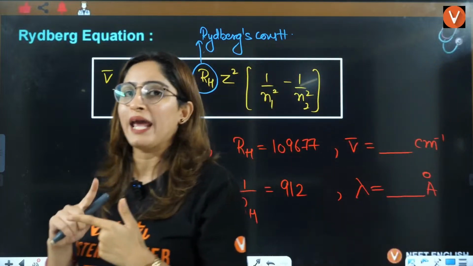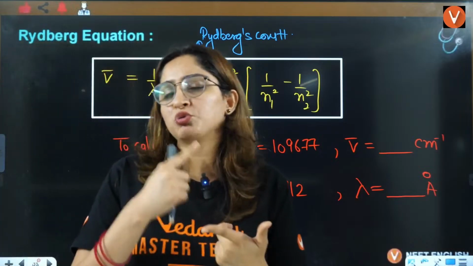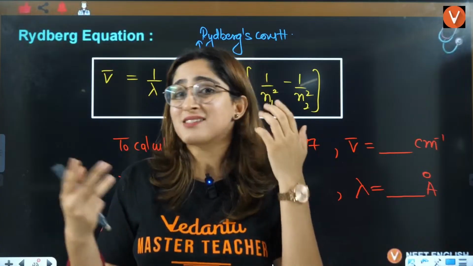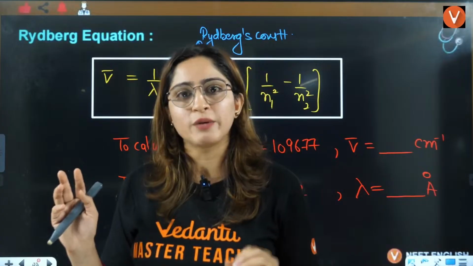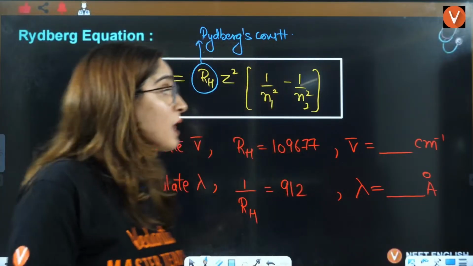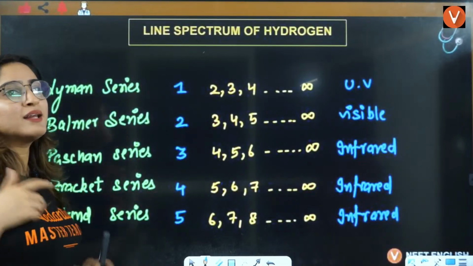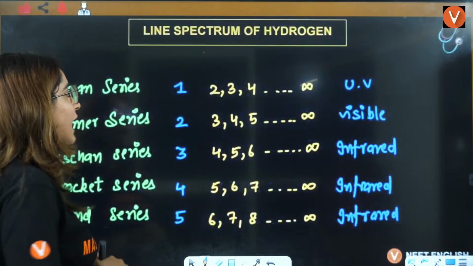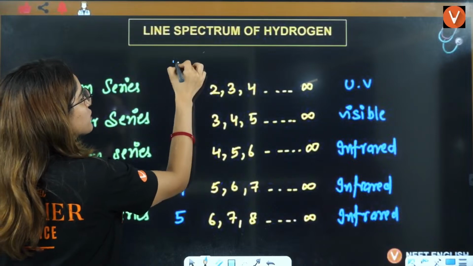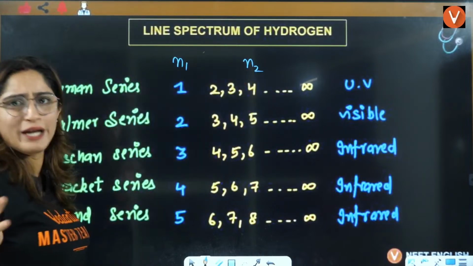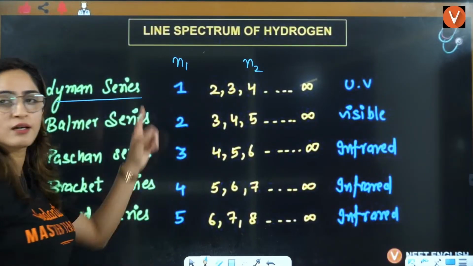Firstly, I am going to talk about N1. N1, they can directly give you: orbit number is 1, 2, 3, 4. They can give you first excited state, second excited state. That also I told you. First excited state means N is equals to 2. Second excited state means N is equals to 3. Now, if they say it is Lyman series, that means N1 is going to be 1. This value is for N1, this is for N2. N2 can be anything, no idea. If they are specifying Lyman series, N1 is 1.